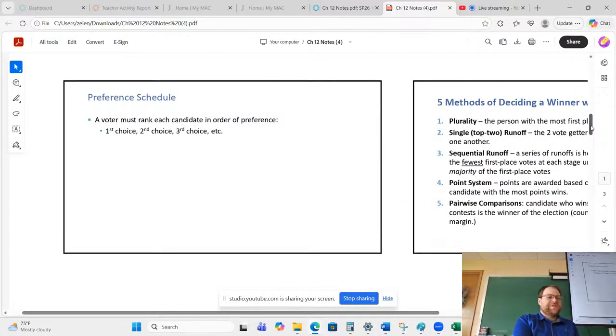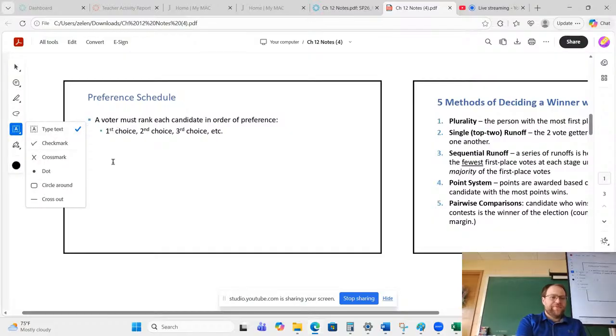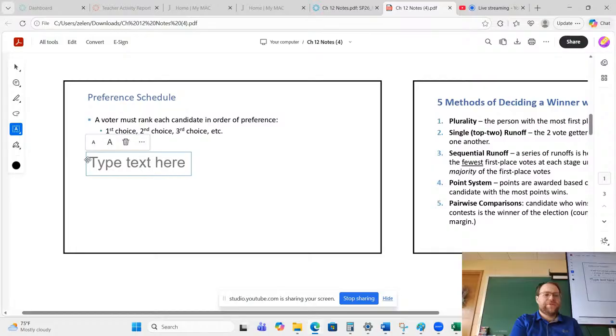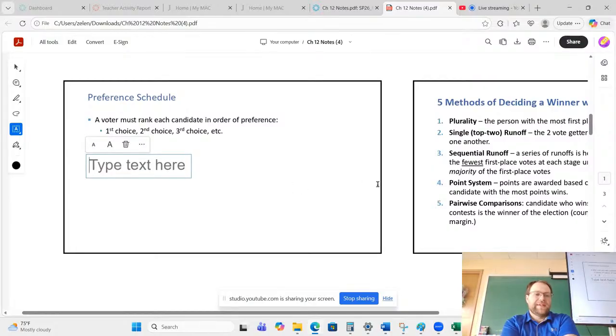Now, there's always a preference schedule of some kind. Basically, a voter must rank each choice in order of their preference. So if it would be your first vote, that's your first choice. Second preference would be your second choice. Third preference, third choice, and so on. We'll actually do a preference table here. So I'll show you how this works here.